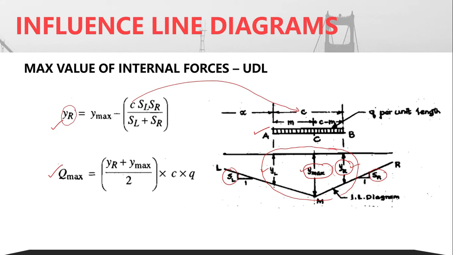So if you find the value of YR, then Q max equals YR plus Y max by 2, into C, where C is the corresponding length of the load and Q is the intensity of load, Q per unit length. That is how you find the corresponding maximum value of internal force at a section for any corresponding position of load. The position of load may not be defined.